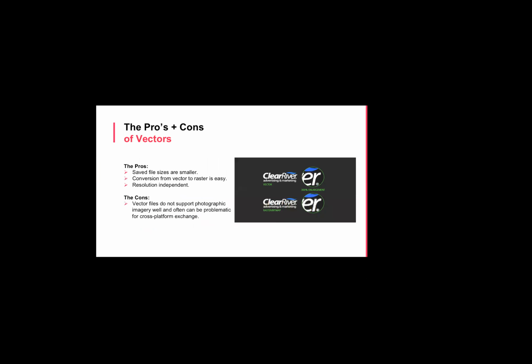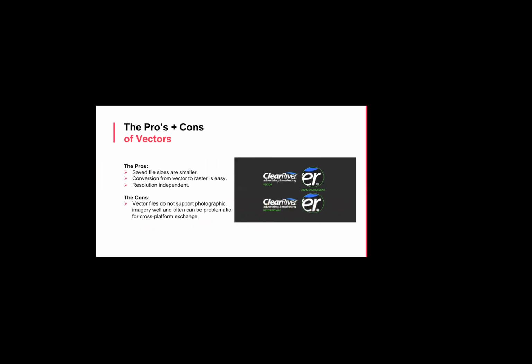The pros and cons, and again, we talked about this. The pros: the saved file sizes are smaller when you're doing vectors. They're not as big. Conversion from vector to raster is easy. It's resolution independent, so you won't have any issues with it being pixelated.